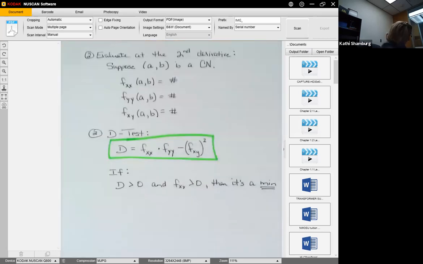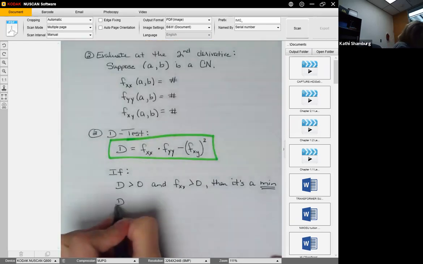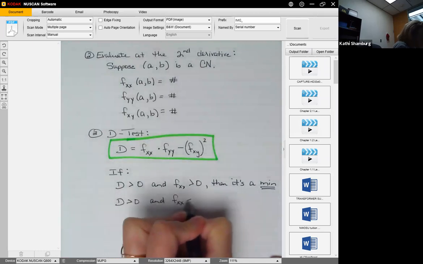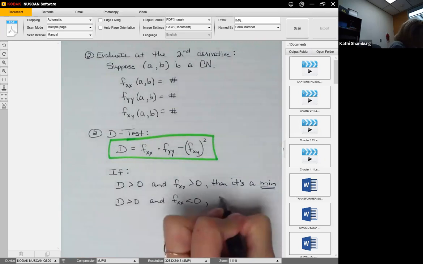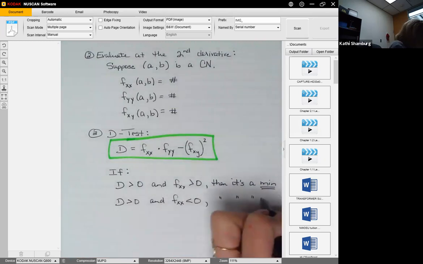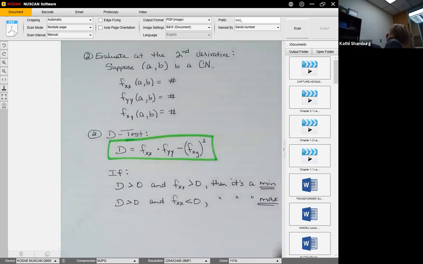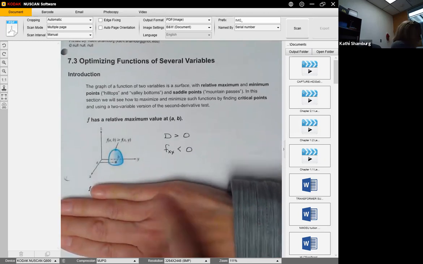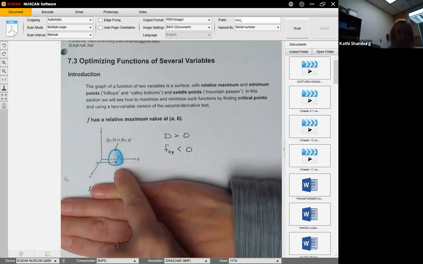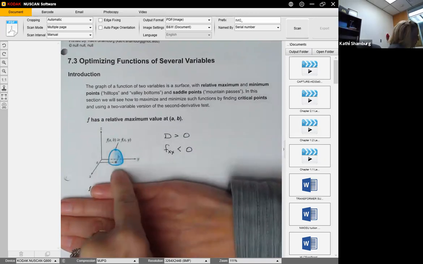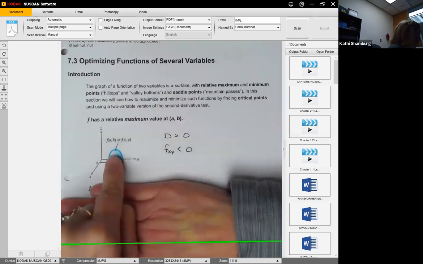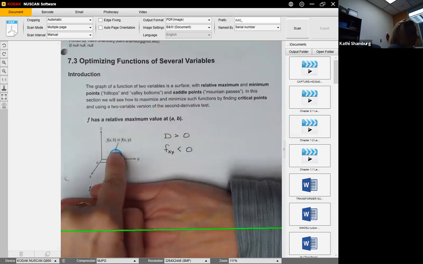Okay. If D is greater than 0 and f sub xx is less than 0, then that critical number is a maximum. And here's what that would look like. As you can see, with two variables, we're looking at a three-dimensional picture. So we have D came out greater than 0, f sub xx was less than 0. So it looks like this, where that point then would be a maximum.